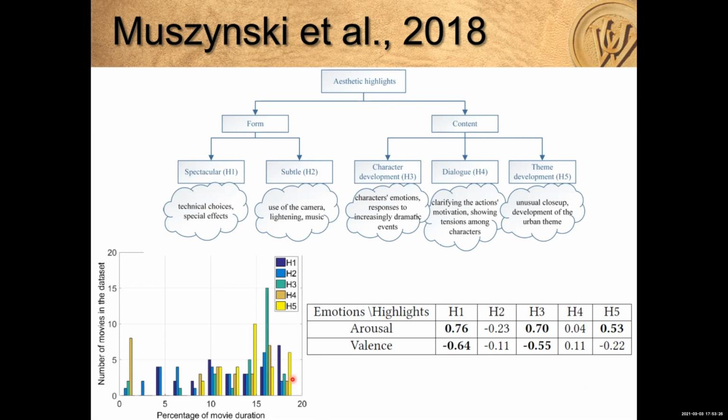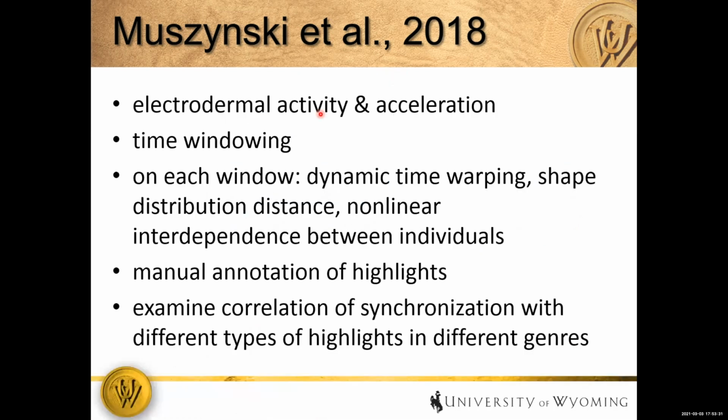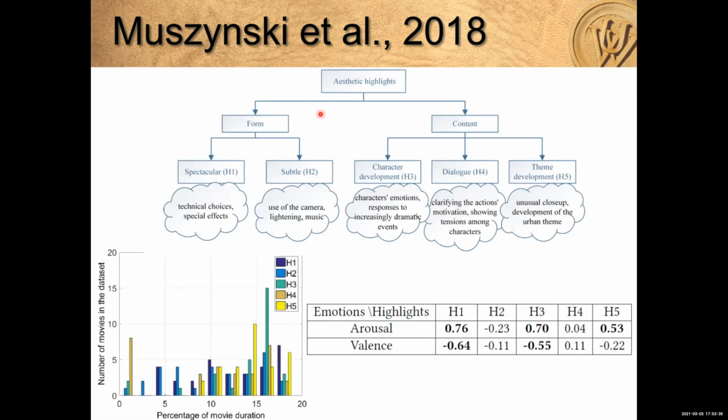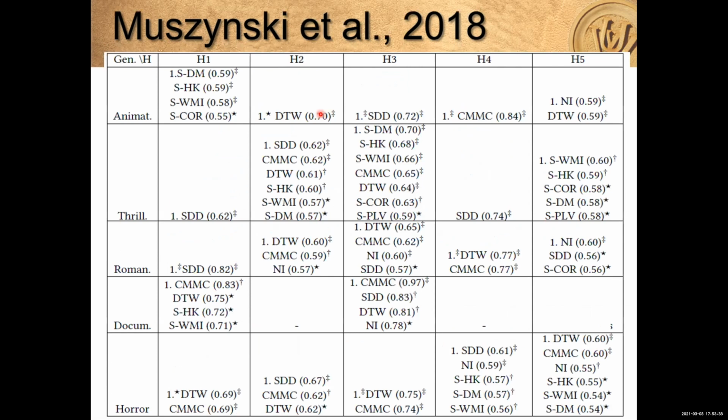So then they asked, can we use this physiological synchronization between participants in electrodermal activity to predict the highlights? They did a very detailed analysis: in this genre, for this type of highlight, here is the area under curve. They found that some types of physiological synchronization have a pretty high area under curve for some specific genres, and not for others.